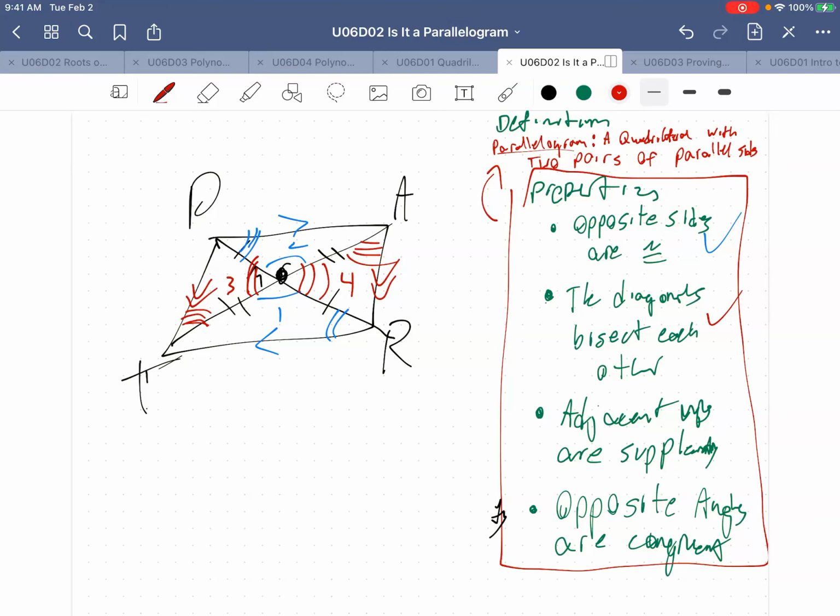Can we do it with the adjacent angles being supplementary? Let's find out.